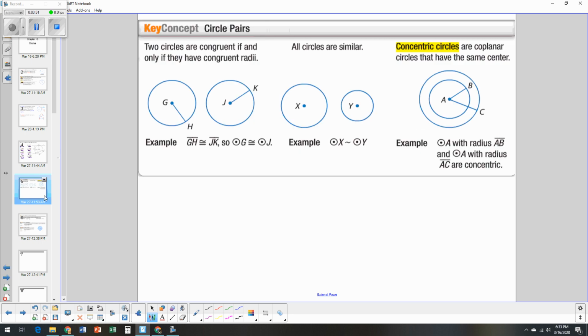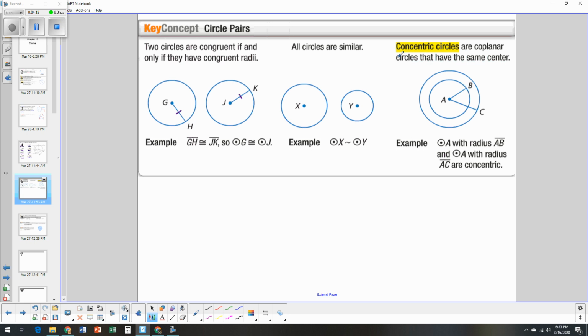There's some other things we should know about circles. So two circles are congruent if and only if they have congruent radii. So these two circles are congruent if GH and JK are congruent. All circles, though, are similar, right? Because similar is described as the same shape but different sizes. There's only one shape per circle, so all circles are similar.